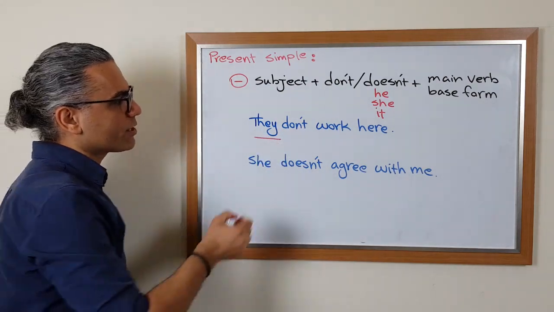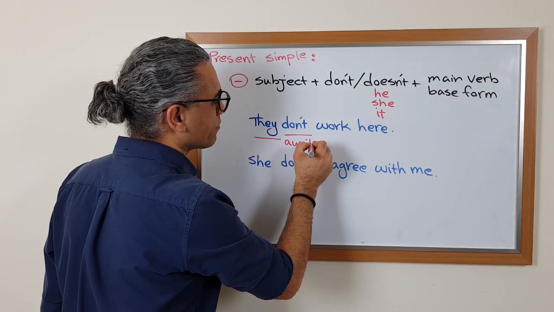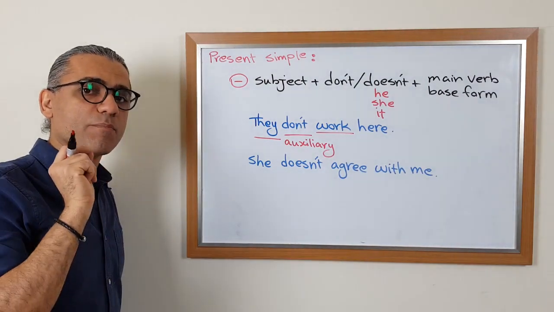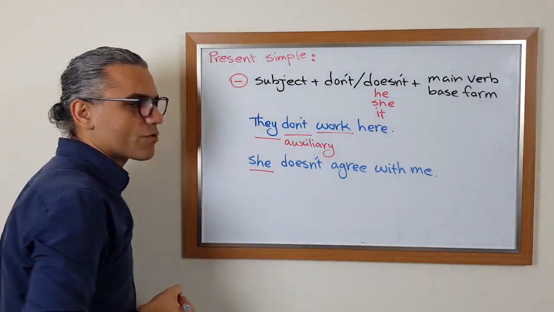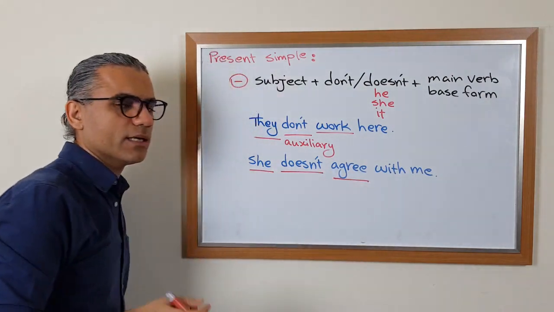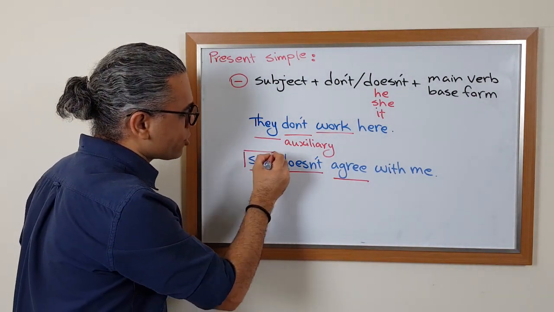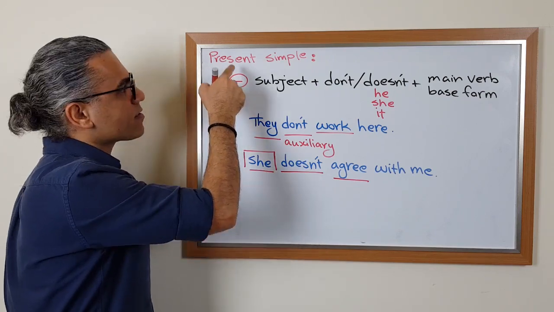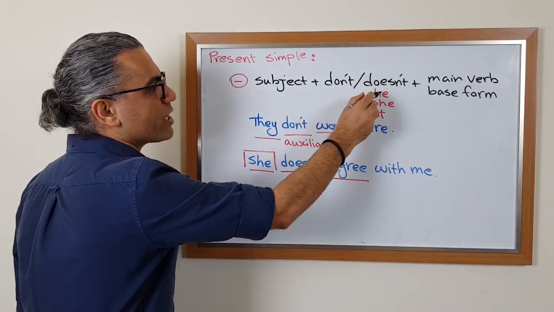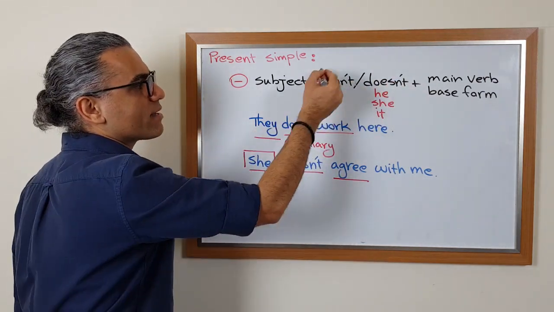They is your subject. Don't is your auxiliary verb. And work is your main verb in base form. She is your subject, doesn't the auxiliary verb, and agree, again, the main verb in base form. Now pay attention here. In negative sentences in present simple, we don't add an S at the end of the verb for he, she, and it. Instead of that, we use doesn't instead of don't.